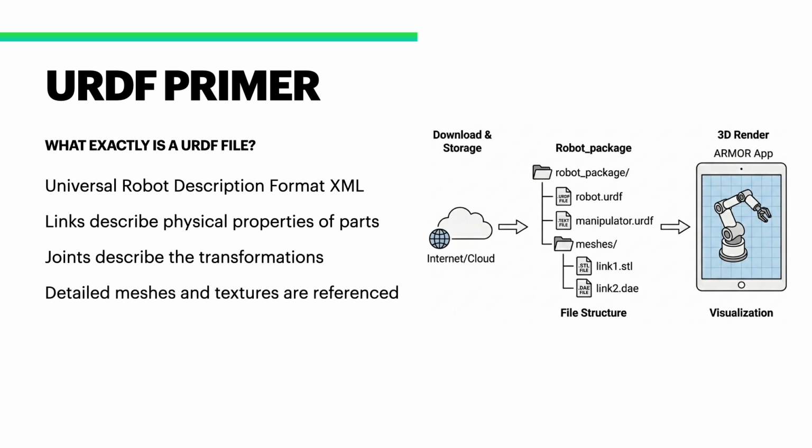URDF generally does not embed detail of complex meshes or image-based textures. Instead, it references these as separate files, often stored in a separate meshes directory.